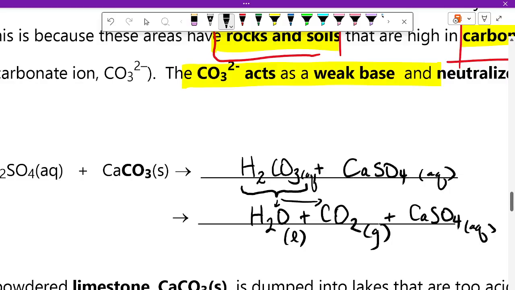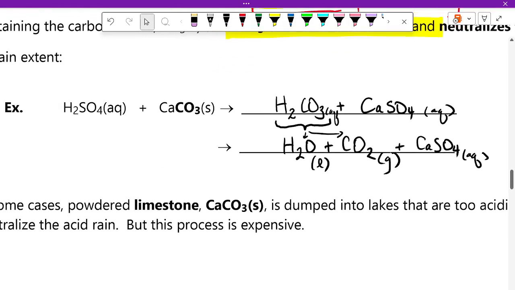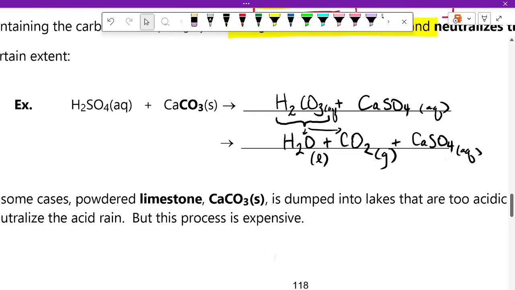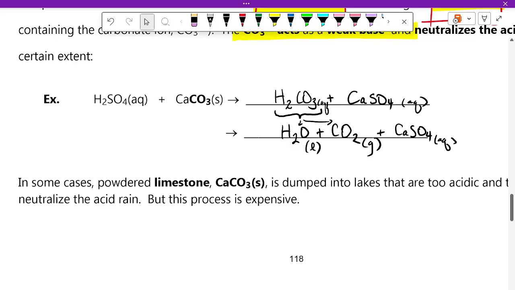So sometimes if you have an area where there's been a lot of acid rain, they will actually dump some limestone in there. Limestone is calcium carbonate. But this process is expensive.